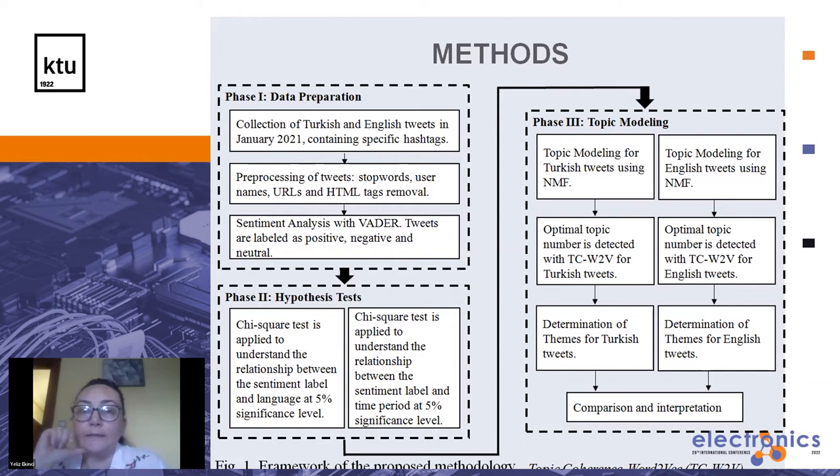And then we did topic modeling. In the topic modeling, we did them for Turkish tweets and English tweets. We found the optimal number of topics. And then we grouped the topics into themes for Turkish and English. And we compared and have seen if they are similar, if the public agenda of Turkey and world are similar or not.